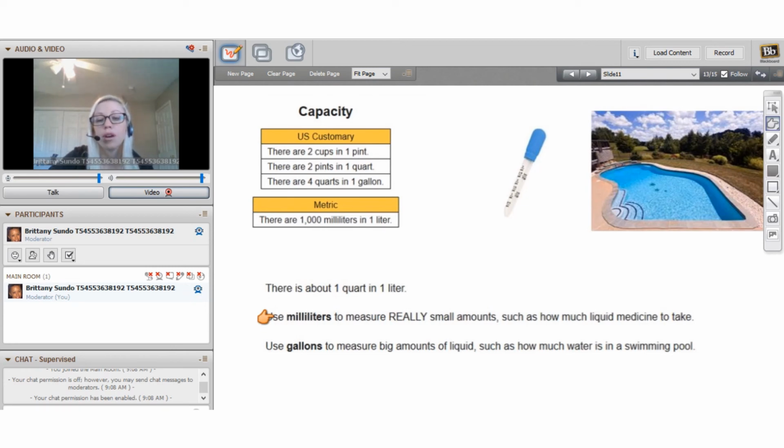So if you've ever, maybe you have little brothers or little sisters or little cousins that maybe needed Tylenol or something, you would use something like this, a little medicine dropper measured in milliliters, to measure how much medicine they would take because they need a really small, precise amount of medicine. So that's something you would use milliliters for. You would use gallons, obviously, to measure something much bigger, like how much liquid is in your swimming pool. Okay, so that's what we would use those different types of measurements for.